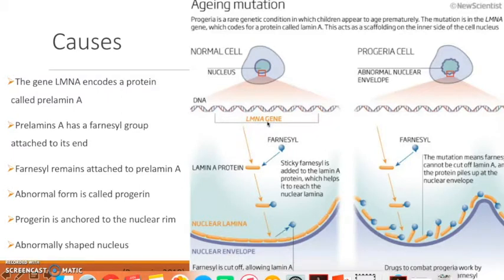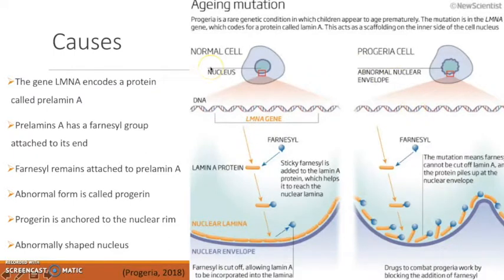Here you can see the comparison of a normal cell nucleus to the left and an abnormal one to the right. In a normal cell, DNA encodes a protein called prelamin A, which is later attached to a farnesyl group, and this group helps the protein to reach and incorporate into the nuclear lamina and provide support to the nuclear envelope. Later, the farnesyl group is cleaved, and so you can see to the left what the normal nucleus looks like.